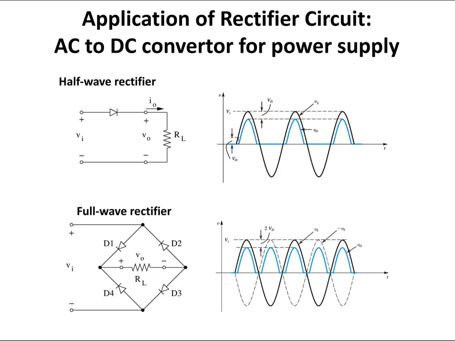This problem can be solved using a full-wave rectifier, as you can see in this picture below. In a full-wave rectifier, all of the input AC waveform is going to be rectified to generate a DC value at the output. Let's see how it works.